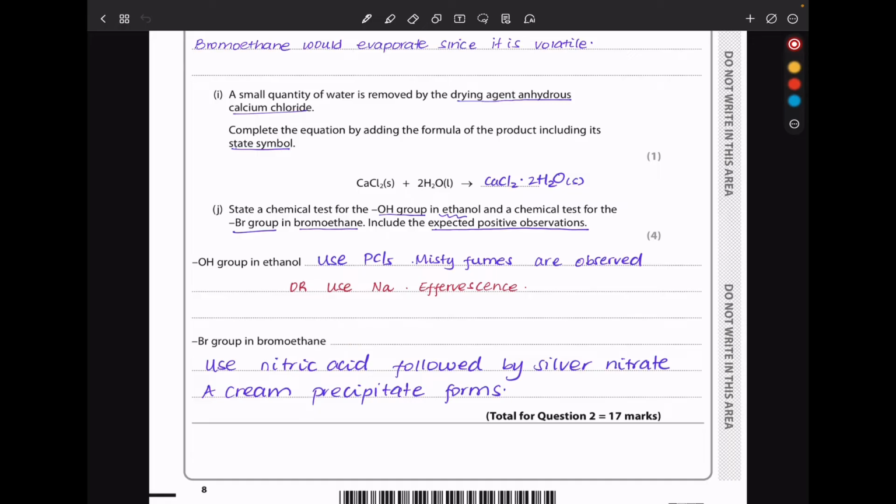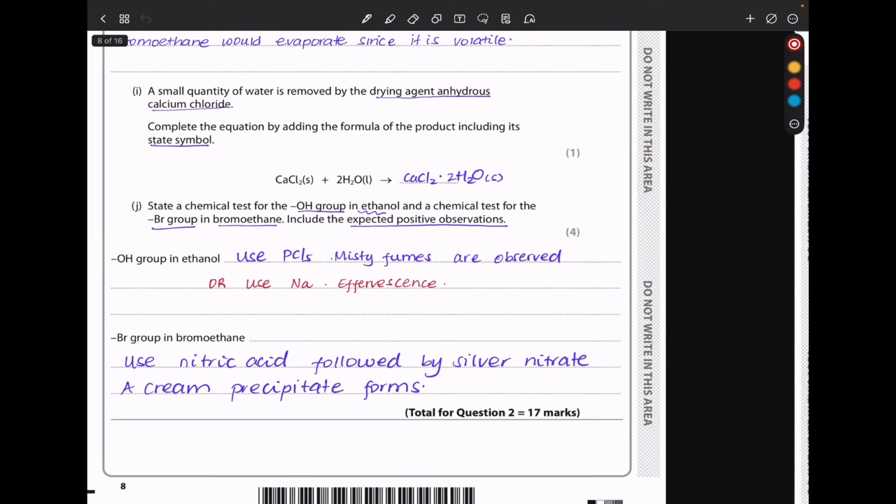For the Br group in bromoethane, use nitric acid followed by silver nitrate, and a cream precipitate is going to be observed. So this brings us to the end of question 2. Let's continue to question 3.